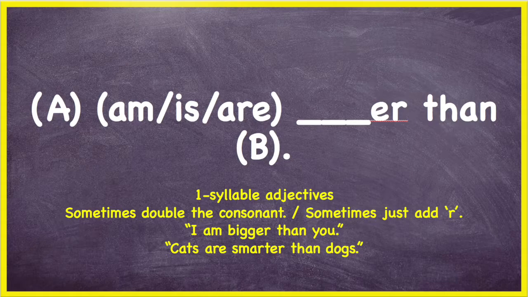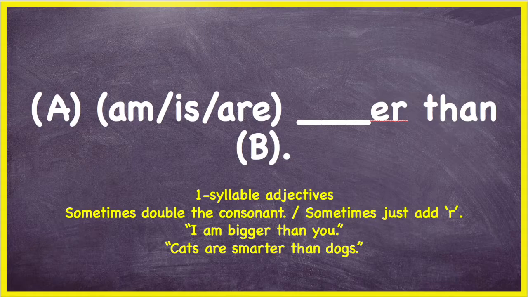er than B. Now, this is for one syllable adjectives, and the examples here are I am bigger than you, right? Or cats are smarter than dogs. And of course, if you have a subject where you have to use the word is, then that's all right as well. So, for example, my cat is smarter than your dog.